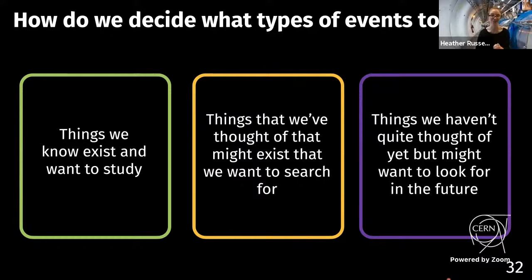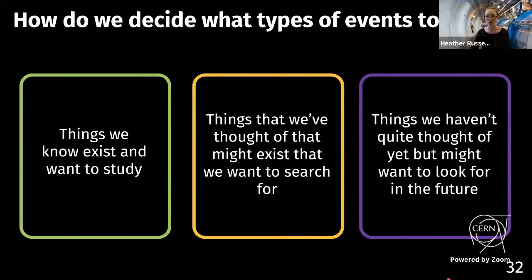These are unknown unknowns. These are the things we haven't thought of yet, but might want to look for in the future. And when we take these collisions, they basically only come once. So we want to make sure we do our very best so that when people think up new theories to explain some of the holes in the Standard Model, we've recorded a set of events that we can still look for that in, even though we didn't know it was predicted yet, or hadn't thought of it yet. We can still look for it.